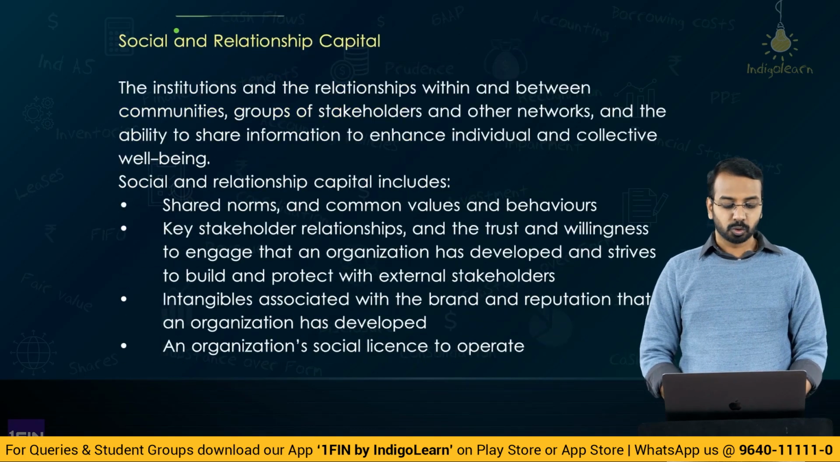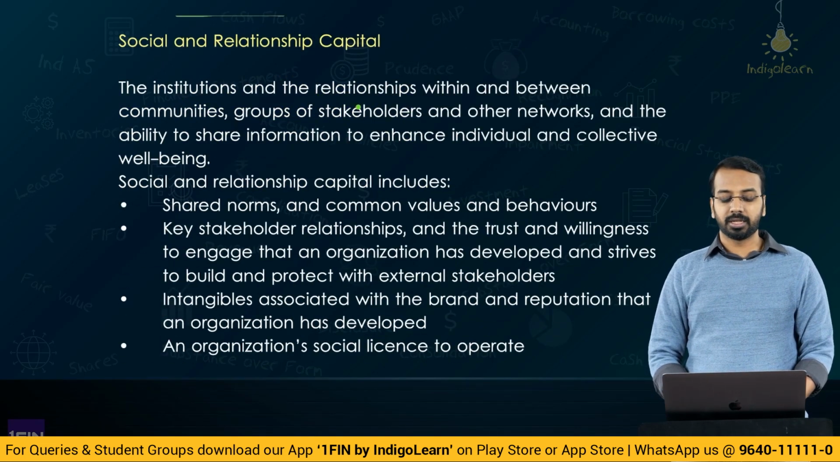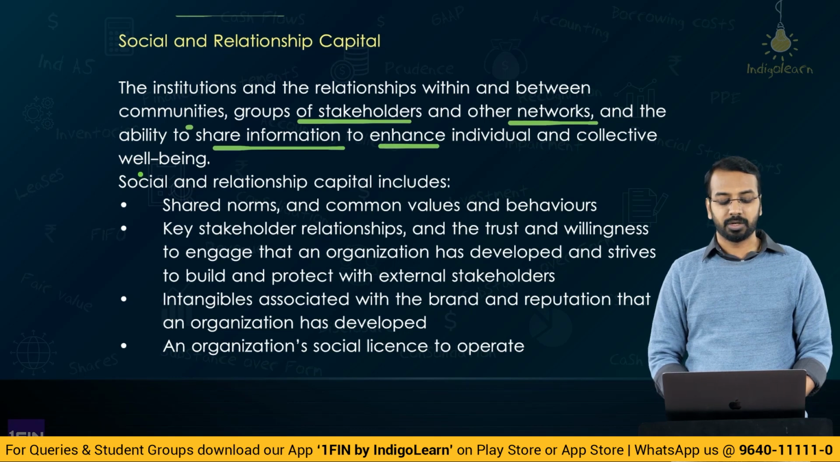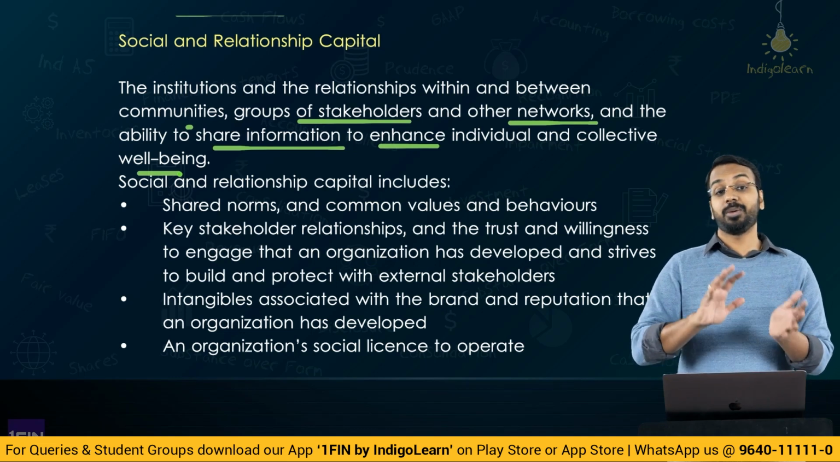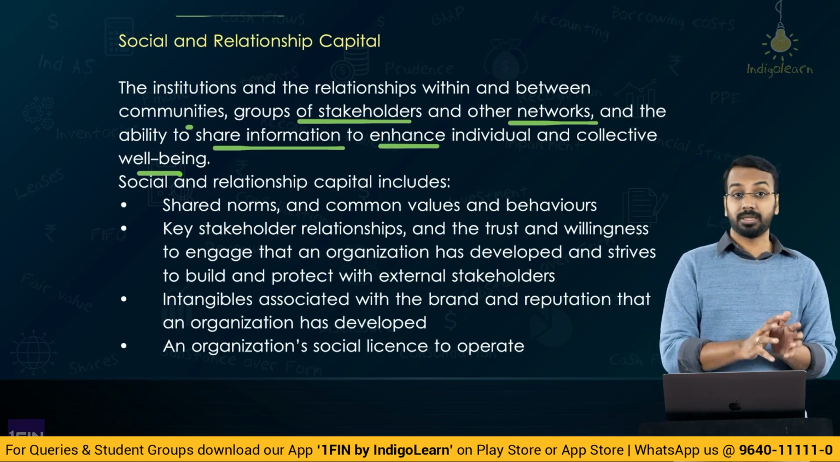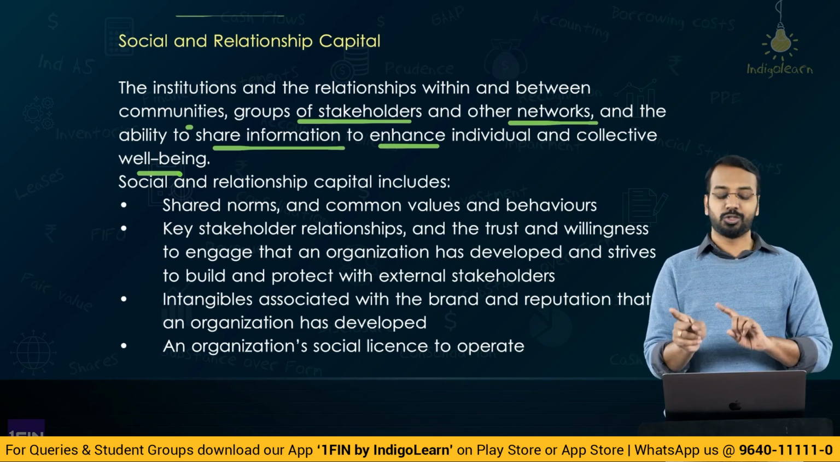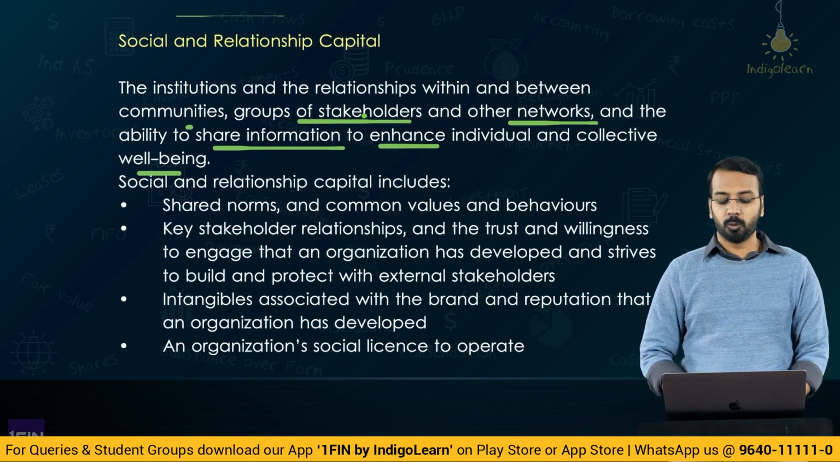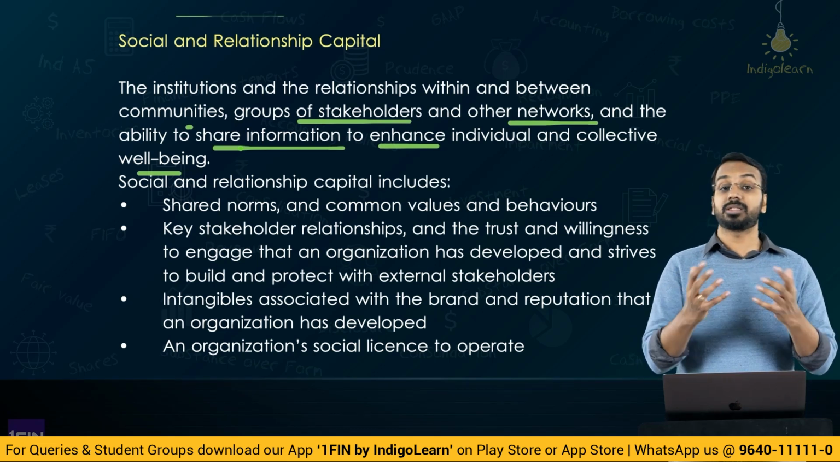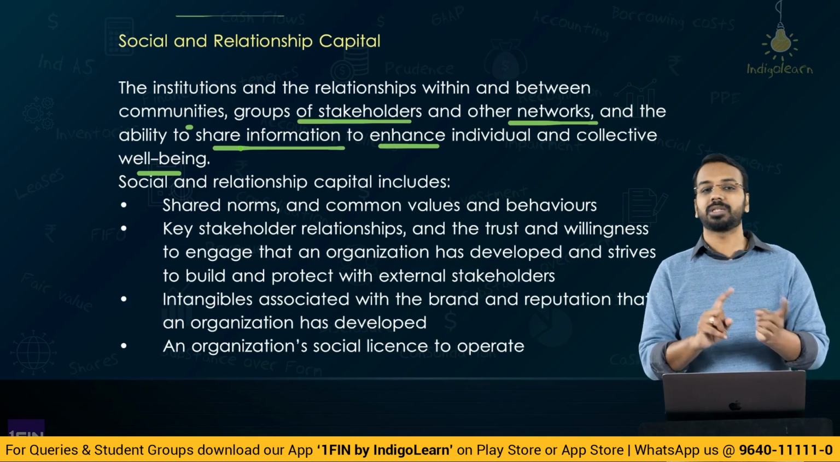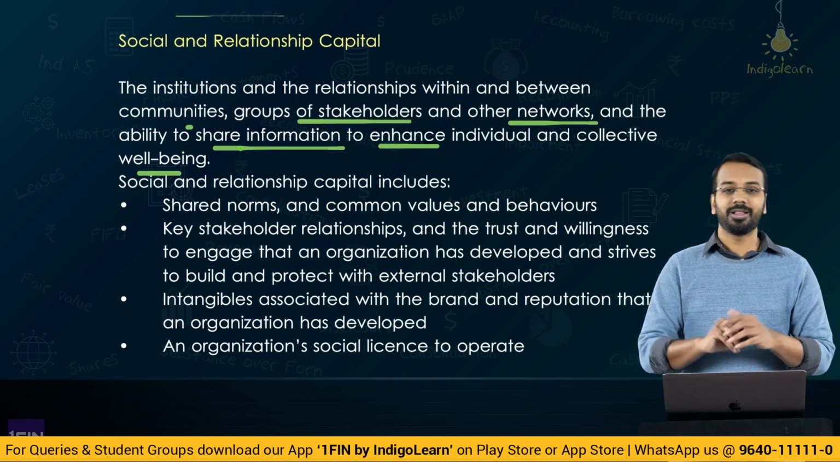Right. Then social and relationship capital, the institution and the relationship within and between communities, group of stakeholders and other networks, and the ability to share information to enhance individual and collective well-being. So basically the institutions and the relationship, the institutions like maybe your bankers, maybe your suppliers, maybe the government, these are the institutions. What is the relationship with the institution and other group of stakeholders, and the ability to share information to enhance individual and collective well-being. So here we are talking about the company, the institutions, the communities, the other stakeholders, and how is the information shared, how is the information exchanged, so that there is an overall well-being.